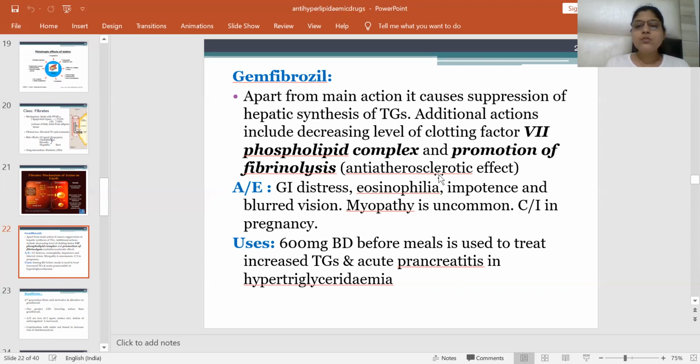GI distress, eosinophilia, impotence, and blurred vision are some of the side effects. And there can be myopathy, which is uncommon, and this is contraindicated in pregnancy. It is given before meals, because food can decrease the absorption of the fibrates, and it is used to treat increased triglycerides, acute pancreatitis, and hypertriglyceridemia.